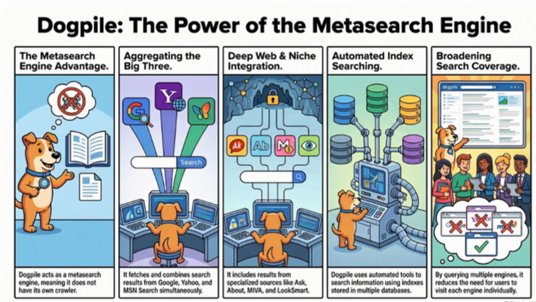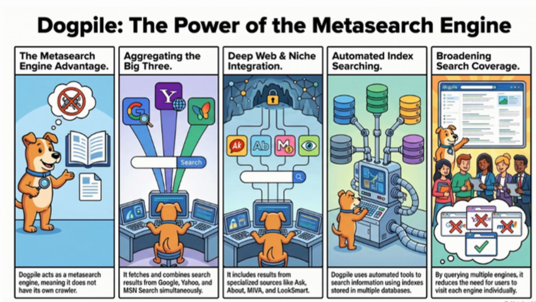But it perfectly illustrates the concept. A meta search engine doesn't build its own index. Instead, it acts as an aggregator. It takes your query, simultaneously submits it to multiple independent search engines like Google, Yahoo, and MSN, and then compiles all the combined results into a single list.